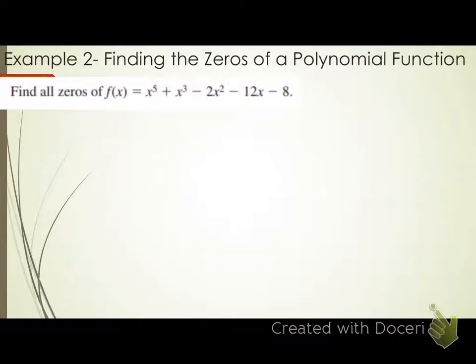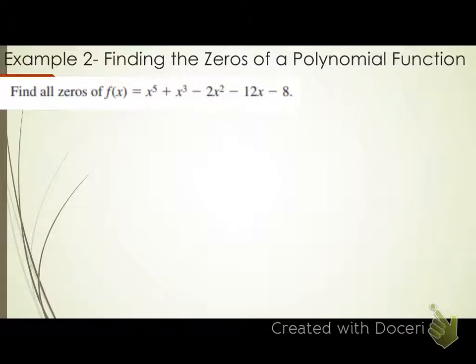So let's look at example 2 real quick. It wants us to now find all the zeros of this polynomial function. F of x equals x to the 5th plus x cubed minus 2x squared minus 12x minus 8. So this does not look factorable by any of our original methods, so we're going to have to apply our rational root theorem here.